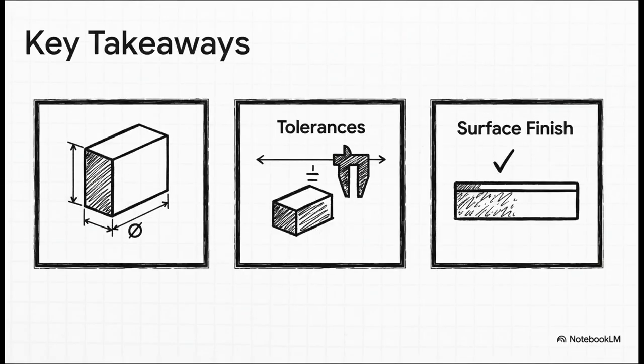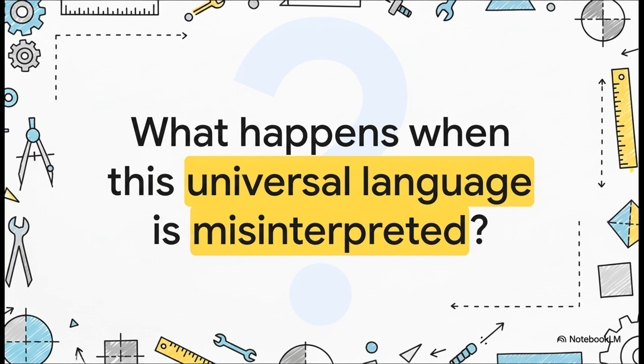So to quickly recap the big ideas, engineering drawings are a universal language designed to kill ambiguity. Dimensions, like linear, radius, and diameter, define the basic size and shape. Tolerances define the acceptable real-world range of imperfection, and surface finish defines the final texture. So, we've just learned the basic grammar of this incredibly powerful language. But this leaves us with one final and pretty important question. Now that we know the rules, what happens when this so-called universal language is misinterpreted? What are the real-world consequences when a single symbol on a page is read incorrectly?